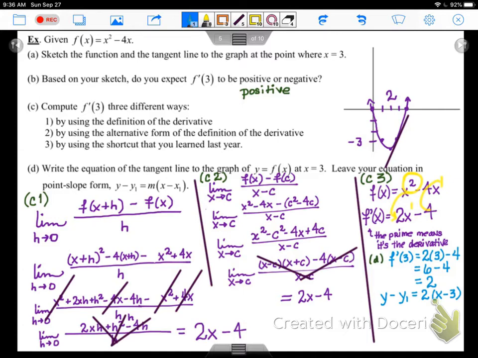So, on this particular example, which I am really sorry, I don't remember which day it's on, but you should be able to find it in your notes. Based on your sketch, do you expect f prime of 3 to be positive or negative? You should expect it to be positive. I just didn't answer that. I'm fairly certain that I either talked about it or you were able to figure out the answer to that question based on this drawing over here.